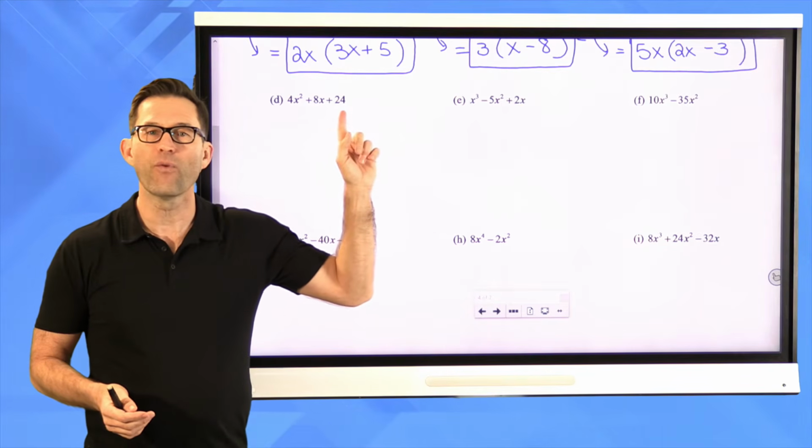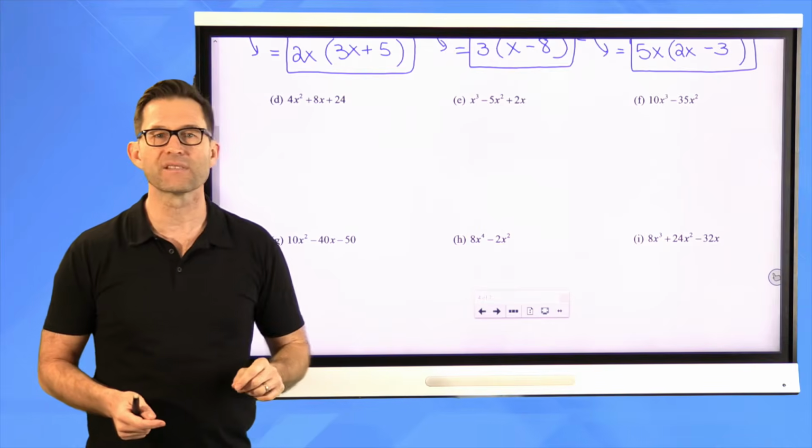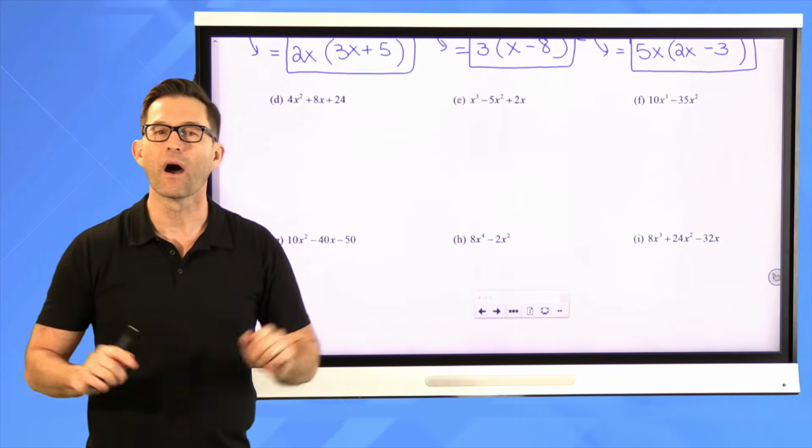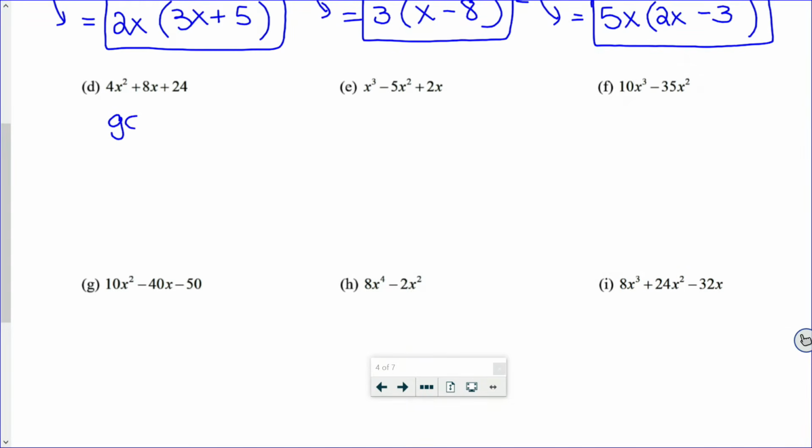Notice that the 24 doesn't have a variable on it. If there's even a single term that lacks the variable, then the variable is not part of the GCF. All right, so here, the GCF is simply equal to 4. And that means we can rewrite the polynomial as 4 times something.